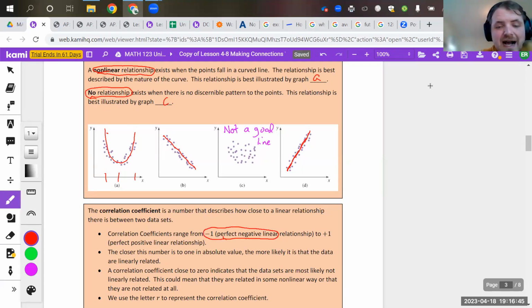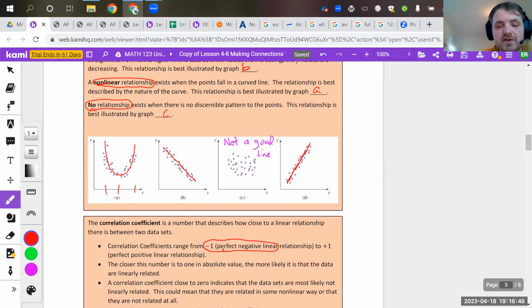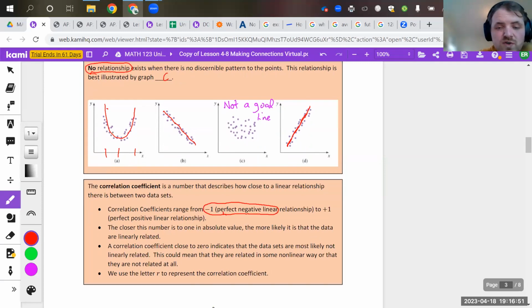And a perfect positive linear relationship would be +1. So again, your R value is going to be anything between, when it says that range right there, -1 and 1. So -1 is a best case scenario. 1 is also a best case scenario. Basically, does it fall on a straight line? The only time you'll get -1 or 1 is if it's falling on a straight line.